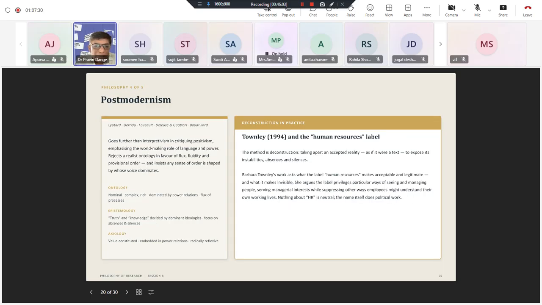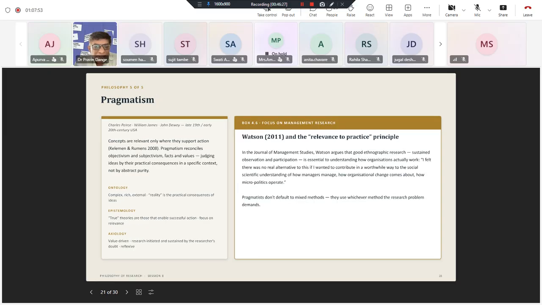Postmodernism goes further than interpretivism in critiquing positivism, emphasizing the world-making role of language. So language they attribute high importance to. The reality is reflected through our language. The study of language is more important to us. That is postmodernism. And then pragmatism. So most of us would belong to this school. Concepts are relevant only when they support action. Objectivism and subjectivism, facts and values, judging. So it's a midway. Whatever works is pragmatism.